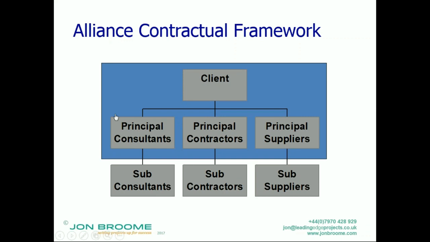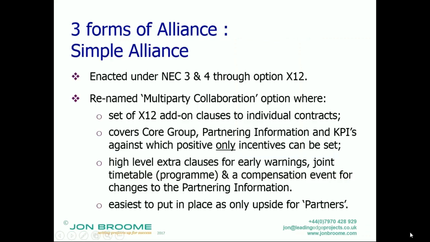Now, there are actually 3 forms of alliancing out there, 3 generic archetypes, if you like. So they actually already covered one, and I would call it a simple alliance. And it was enacted under NEC 3, and now it's still under NEC 4 through option X12. It was called the partnering option in NEC 3. It's now called the multi-party collaboration option.